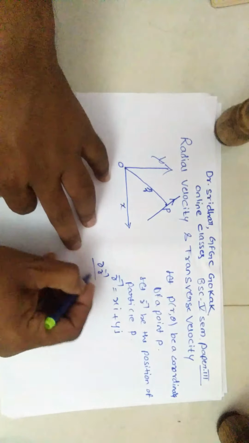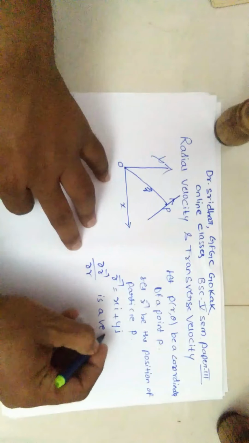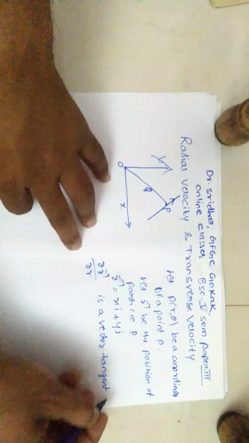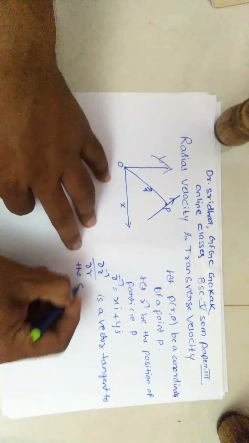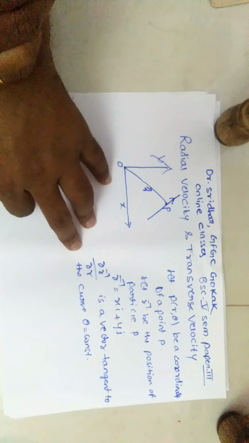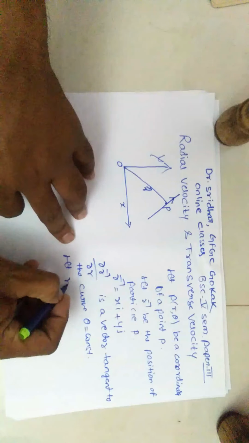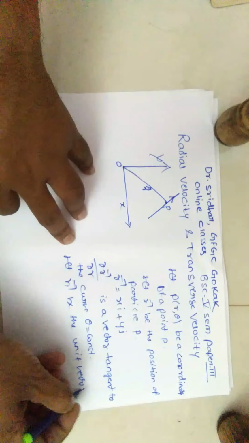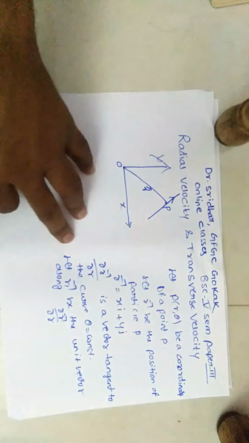Now dou r bar by dou r is a vector tangent to the curve theta equal to constant. Let r1 bar be the unit vector along dou r bar by dou r.